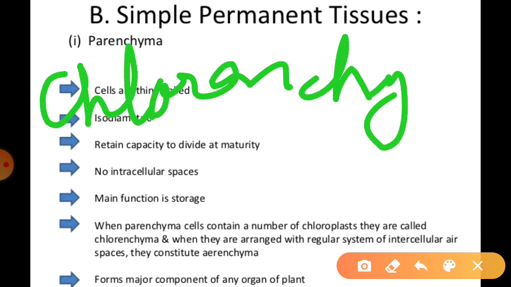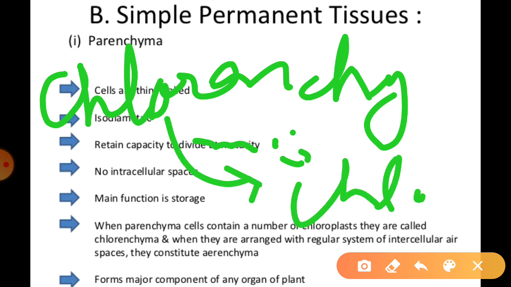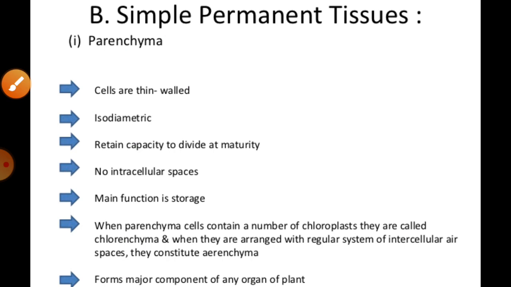Chlorenchyma, especially, is the tissue found in plants which perform photosynthesis, which means it contains chlorophyll. When the cells of these simple permanent tissues contain chlorophyll and are capable of doing the photosynthesis process, they are known as chlorenchyma.